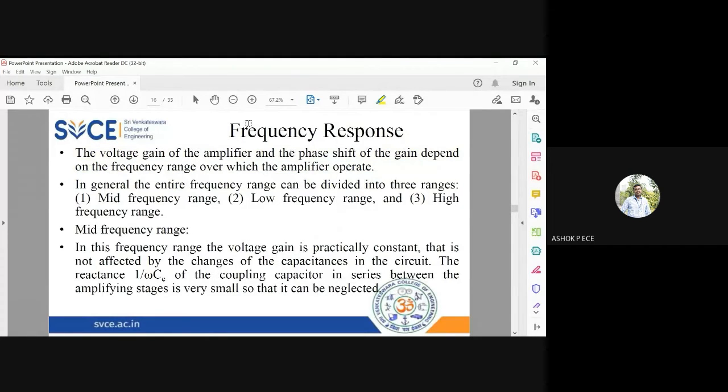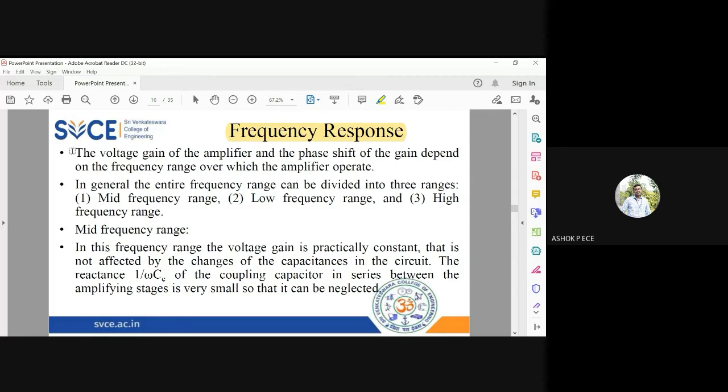Now we come to the frequency response of a common emitter amplifier. You know that for any amplifier, the characteristics you can study by plotting what is called the frequency response. Frequency response means you will see how the amplifier is going to behave for each frequency. So you will vary the frequency from low frequency to mid frequency to high frequency, and you note down the value of gain and you draw the graph. That graph is called the frequency response graph.